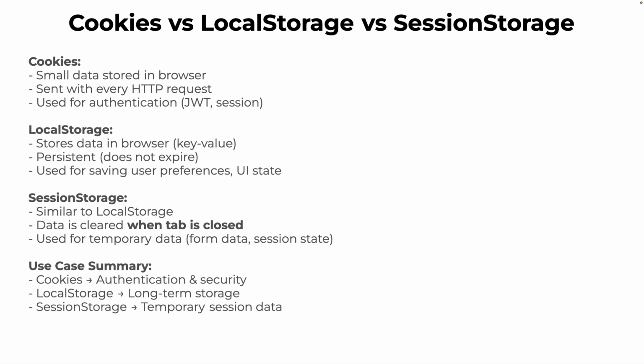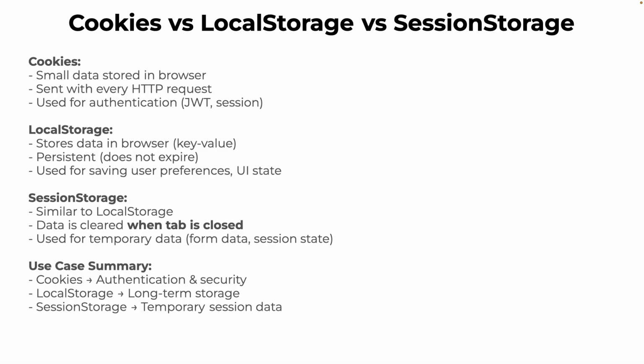Local storage is also stored in the browser. It's a simple key-value store, where the key can be anything, and the value can be any object or string or number, anything that you can store. The advantage of local storage is that it is persistent, it does not expire. Cookies also do not expire by default, but we can set an expiration on the cookie, and after that the cookie will automatically expire. You don't need to delete it manually.